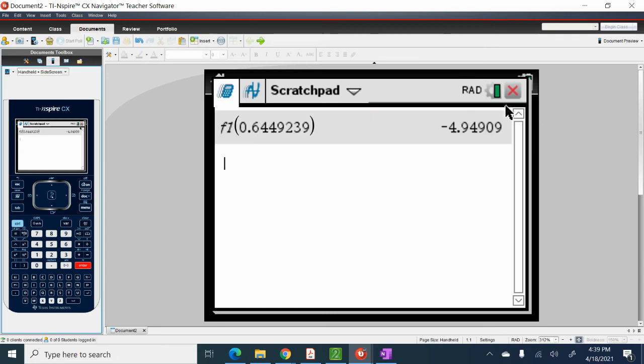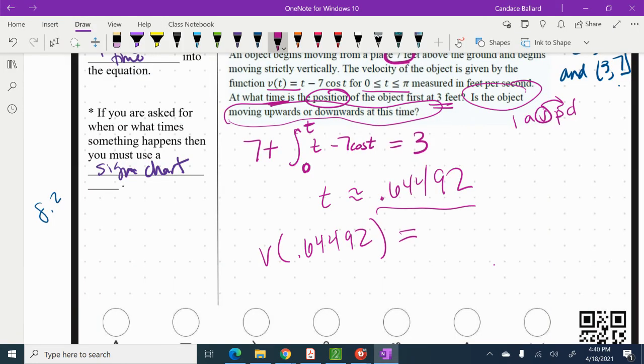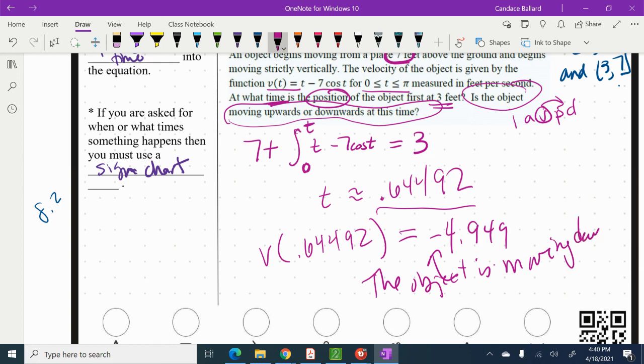So it looks like it's negative 4.949, which I really don't care about that number. I really only care about the sign of the number. Since it was negative, that means it's moving down. So we would say the object is moving down because at t equals 0.644, the velocity is less than 0, or is negative. You could write that.